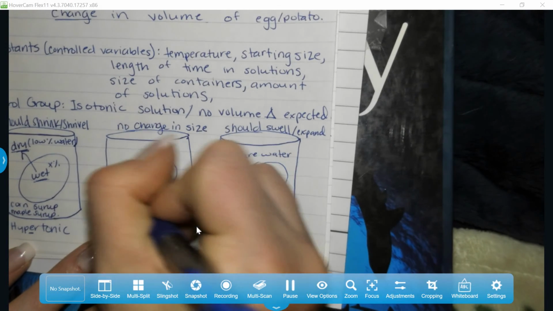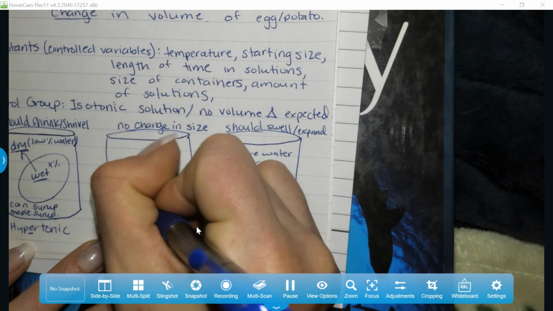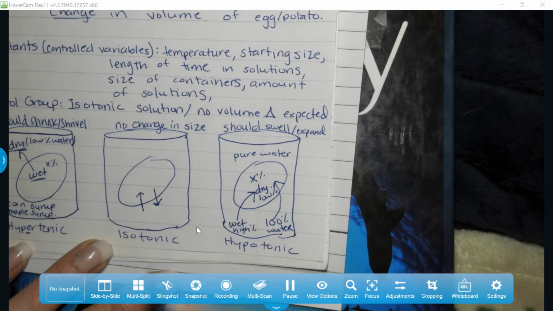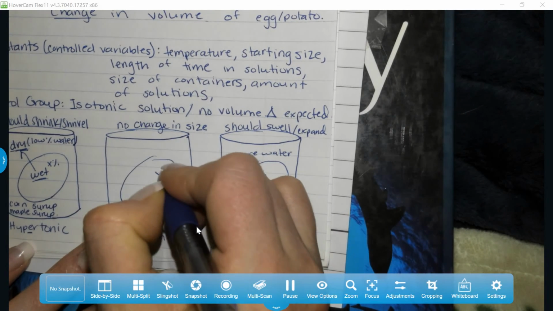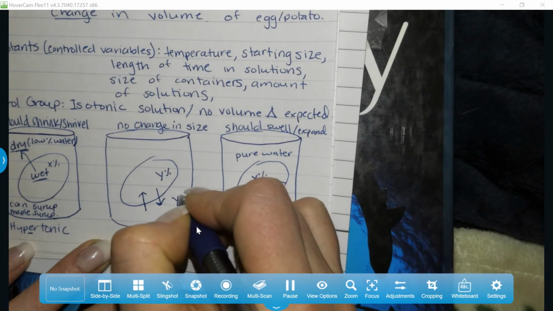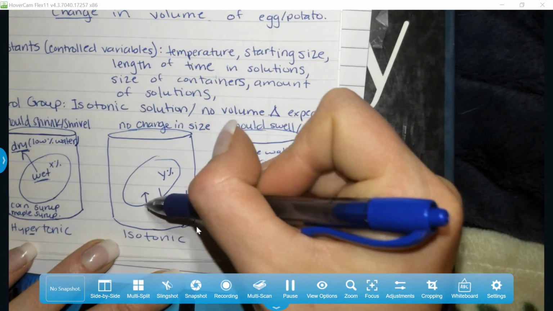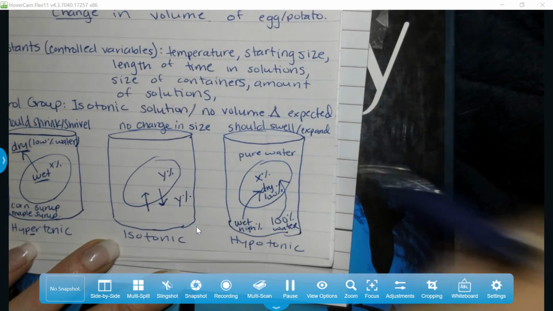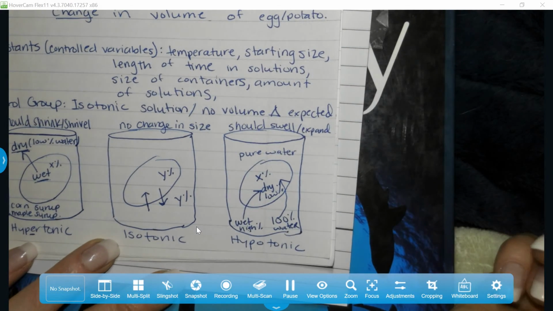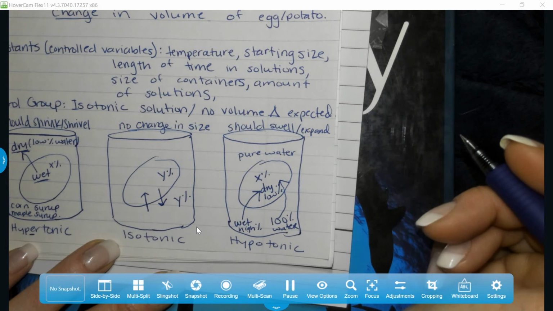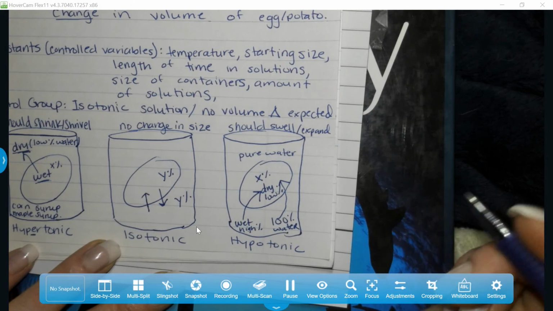And we want to have the same percentage of water on the inside and the outside. So we want equal percent. So this is Y% of water inside, Y% of water outside, the same percentage of water. Water will still move in and out, but it will move in and out at the same rate. And so there won't be any change in size of the cell. There won't be any change in percentage of water.